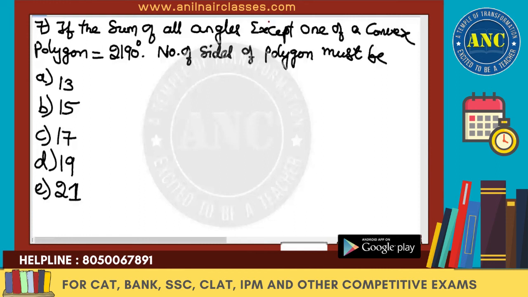If the sum of all the angles except one of a convex polygon is 2190 degrees, the number of sides of the polygon must be? Whenever you are solving a question, ensure that you go step by step.